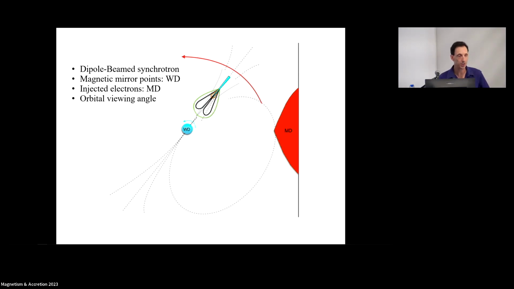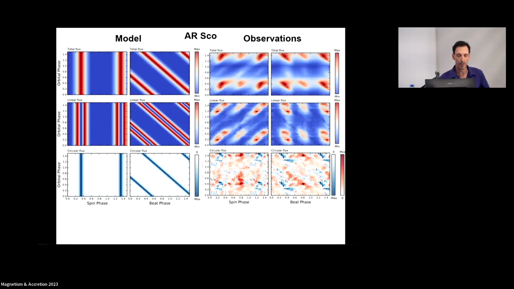So just to summarize, this model now consists of dipole beamed synchrotron emission. The emission is coming from the magnetic mirror points close to the magnetic poles of the white dwarf. The magnetic field lines of the white dwarf receive a new injection of electrons every time it passes the M dwarf, and also now we'll get variability because we'll have a different viewing angle as the orbit rotates. So here we go again. We'll do a new comparison. The model on the left, the observations on the right.